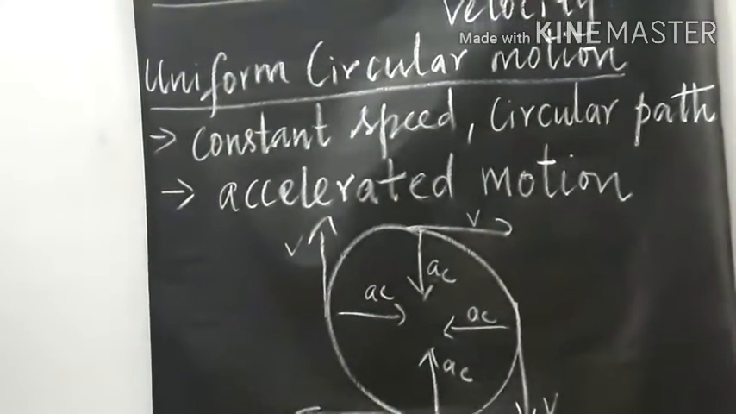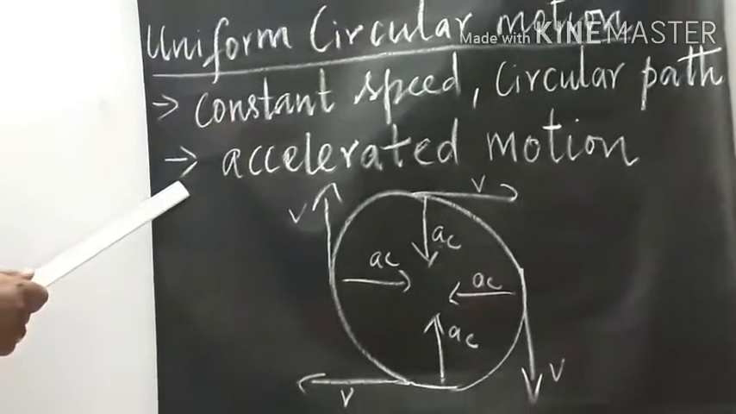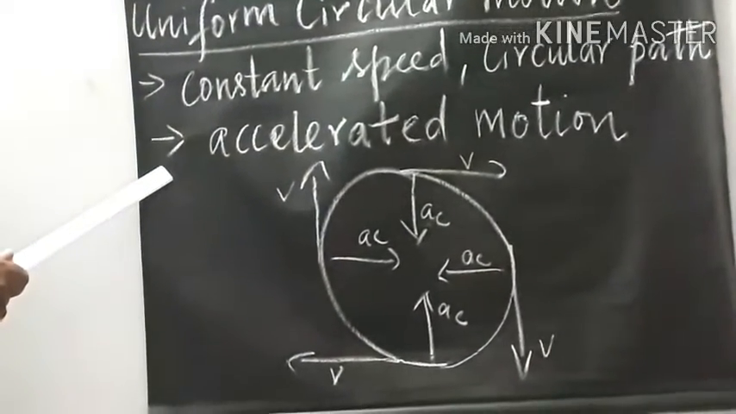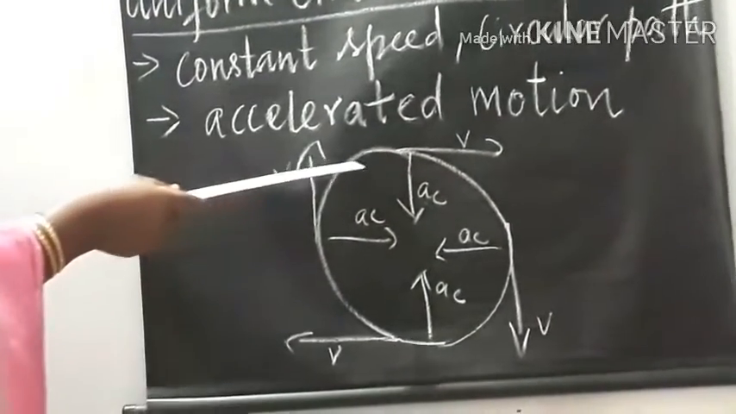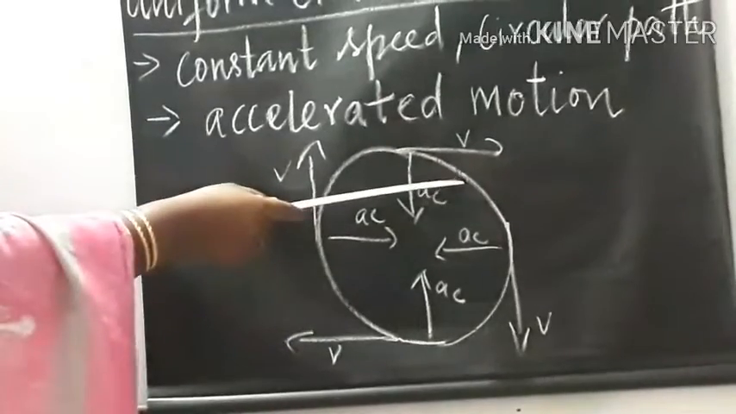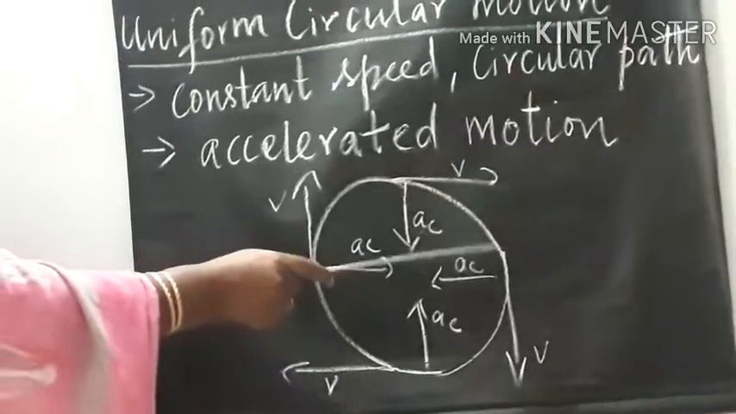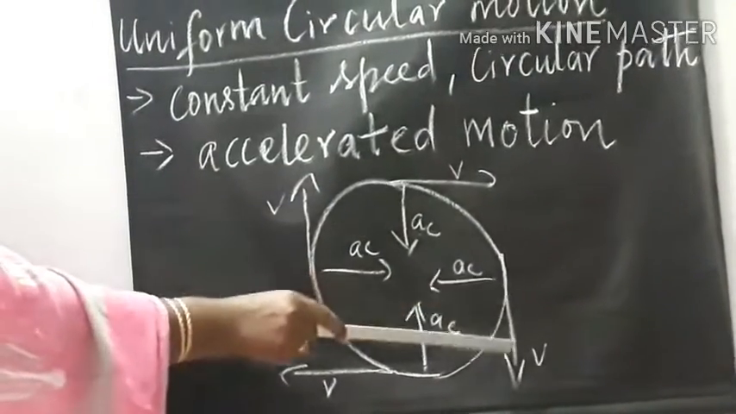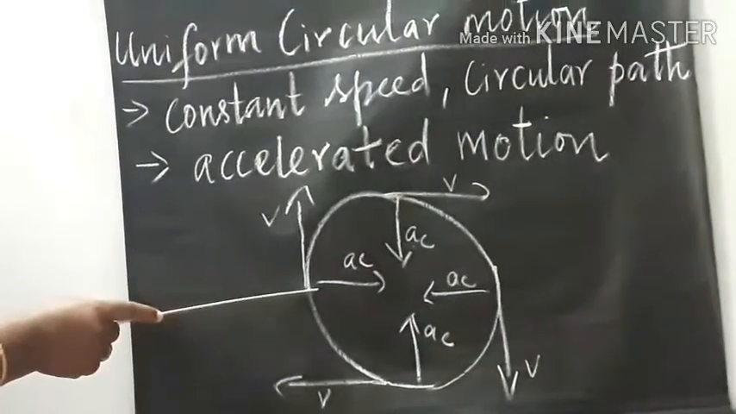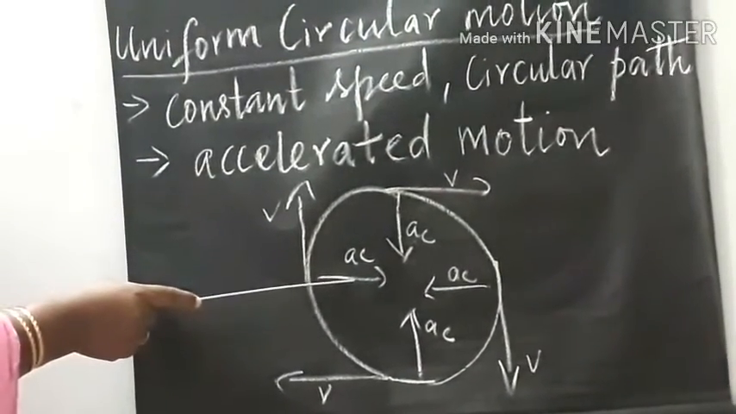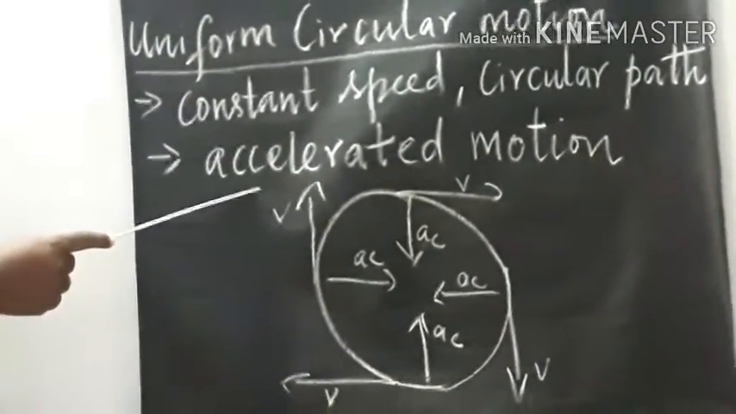So is uniform circular motion an accelerated motion? Yes, it is an accelerated motion. Why is it an accelerated motion? Because whenever an object moves in a circular path, the direction changes. So when the direction changes, the velocity changes. Whenever there is a change in velocity, there is an acceleration. So we can say that uniform circular motion is an accelerated motion.